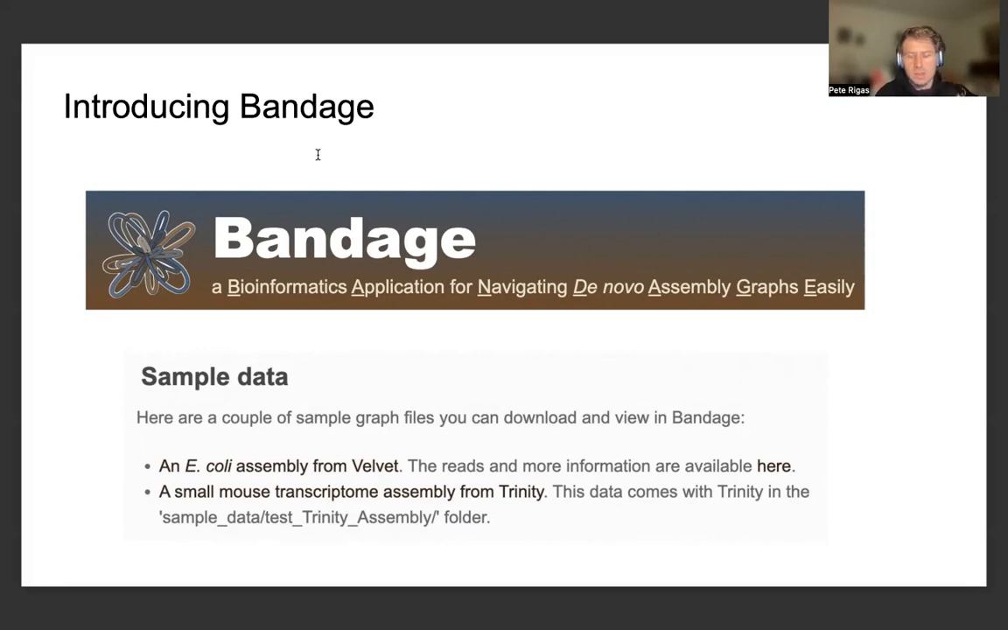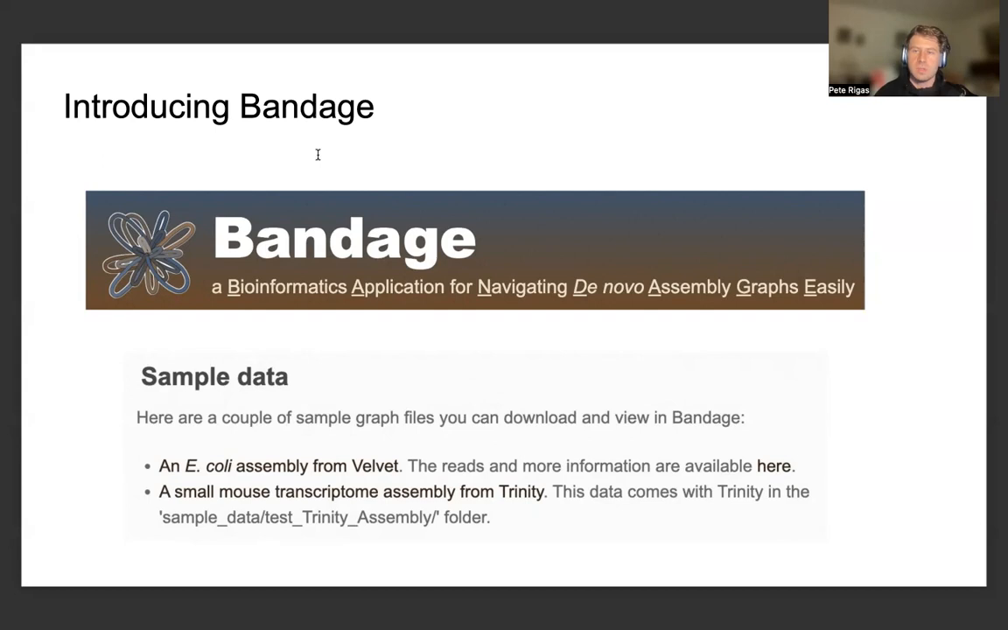Bandage stands for a bioinformatics application for navigating de novo assembly graphs easily. There's some documentation you can look up on the internet on different applications and uses of Bandage. In the documentation, the people who developed this platform describe different sample data they use to construct different graphs, like the ones we're going to be discussing, in which they make use of an E. coli assembly, as well as a transcriptome assembly pipeline for the mouse from Trinity.